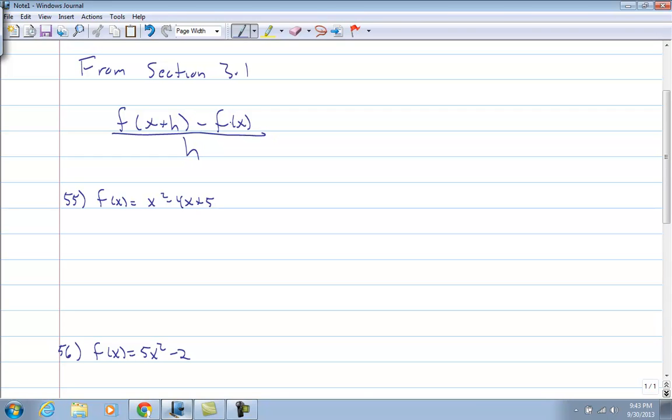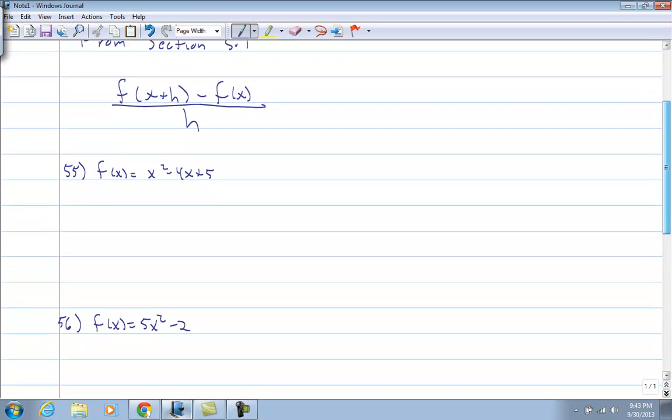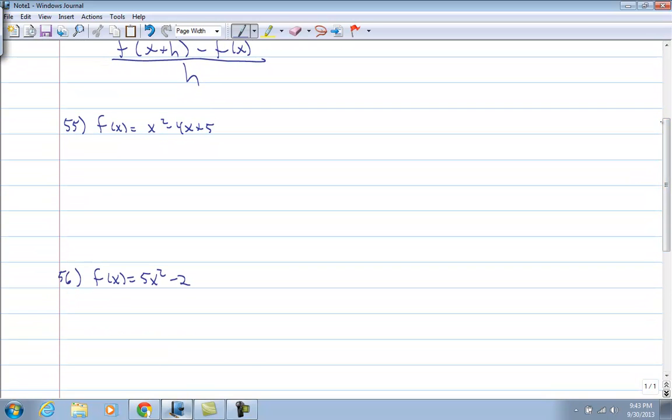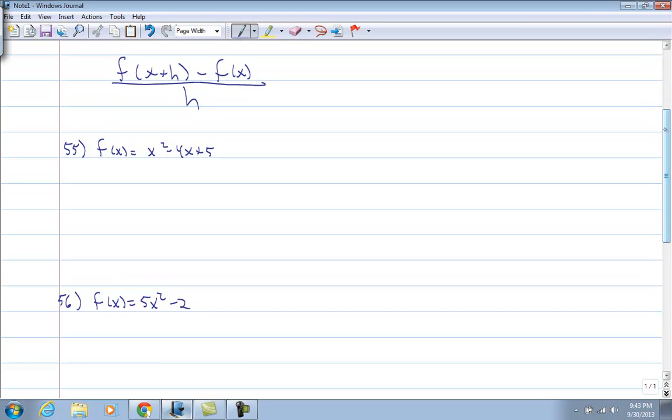And a little spoiler alert, you'll get to see this in calculus as the definition of the derivative at a point. So it's not a bad thing either, and don't stress about it. Let me just reiterate, I'm choosing problems from the book, and this is part E of those problems.